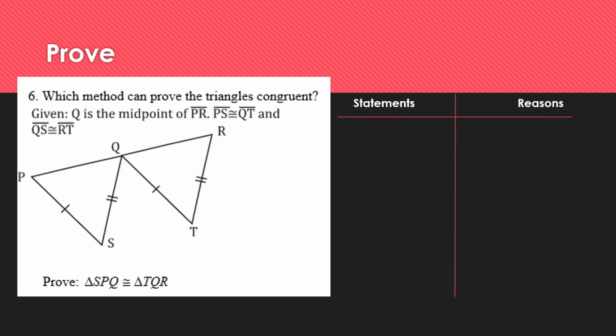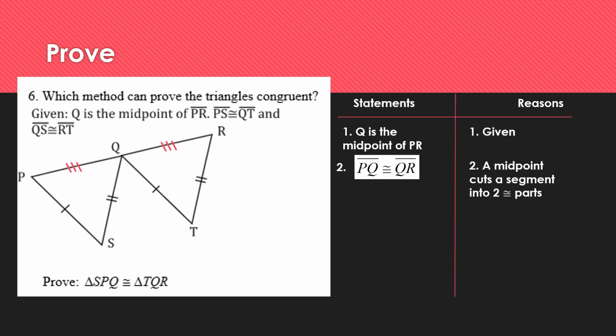So we're going to do one more. Which method are we going to use? And then let's go ahead and prove it. So Q is the midpoint of PR. Well, that tells me nothing at the moment in my proof. So I have to logically deduce that those two sides are congruent. So PQ is congruent to QR. And then I'm just rewriting the reason that we put in the chart for you.